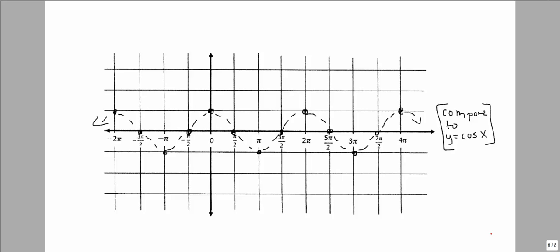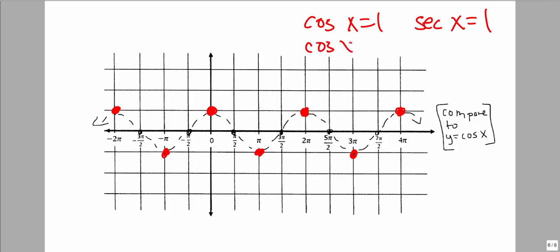To graph secant, we first use cosine as a guide. So here's our cosine function. And what we're going to do is look at the extreme values, the maximum and minimum values of cosine, and that is where cosine is 1 and -1. So if cosine is 1, secant will take the reciprocal of 1, we get 1 again. So everywhere that cosine is 1, secant is also going to be 1. If cosine is -1, the reciprocal of -1 is also -1, so secant will also be -1. So they share those extreme points.